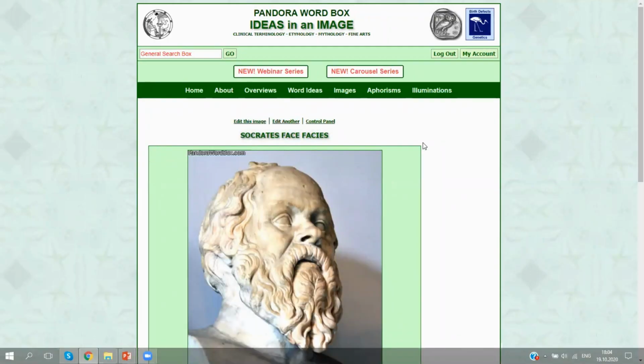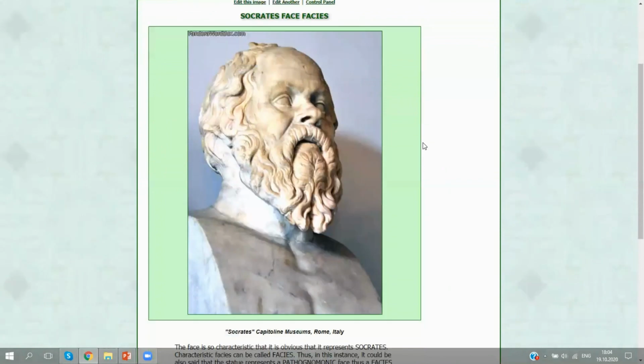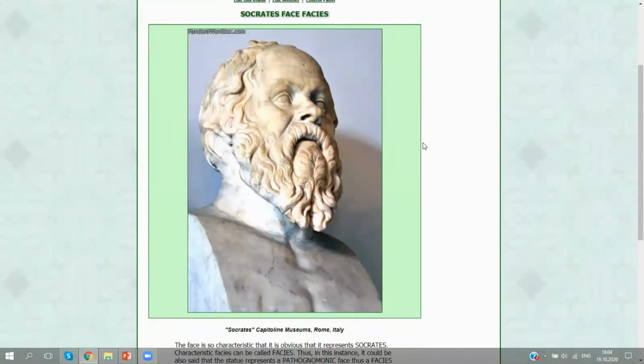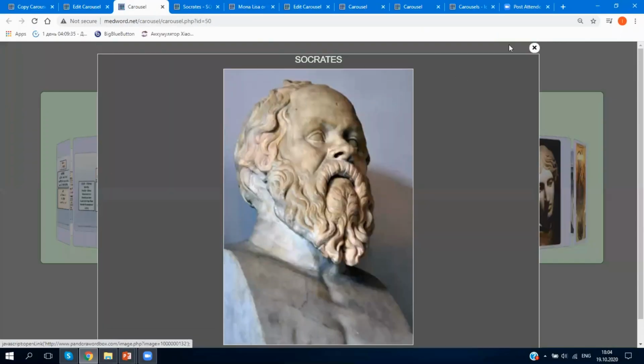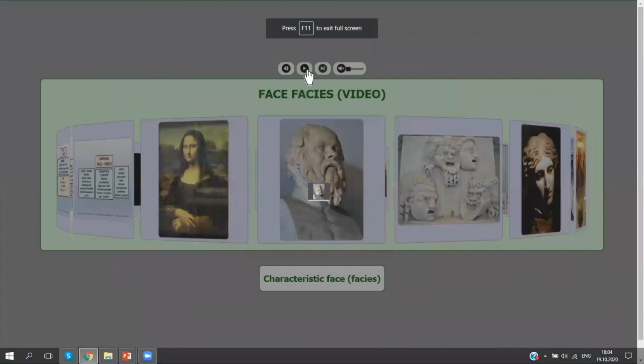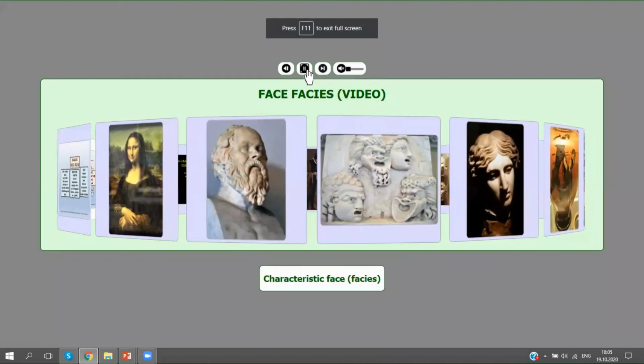So, Socrates, and then you can lock in some basic concept of sign, signal, face. And we could say that because it's characteristic, it is a facies. Facies means faces characteristic of X, Y, or Z. Let's go back. And let's then look at the next.